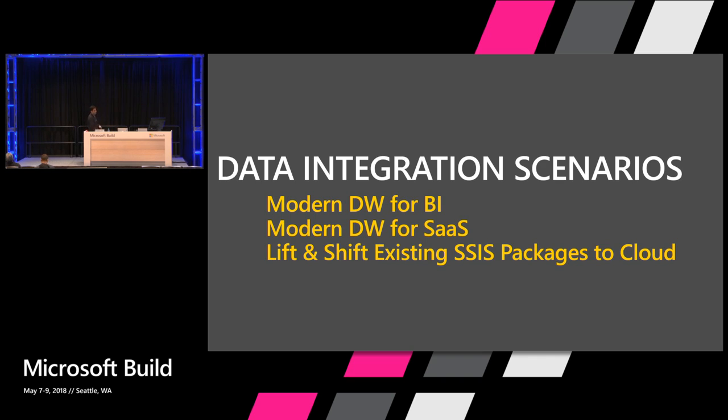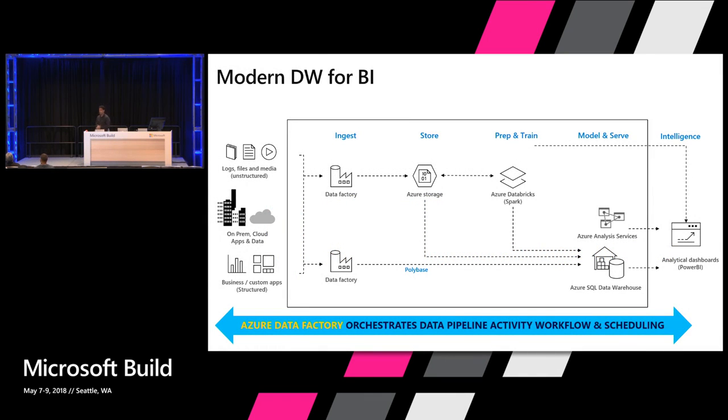The first one that we have seen most common is modern data warehouse for BI. So if you look at this picture, and as you all are aware, the volume, variety, and velocity of data is changing. If I start from the left, you have your structured data, you have your unstructured data in the form of log files, and it is truly about hybrid data integration, meaning that you have data on-prem, you have data in the cloud, and you're using Data Factory to ingest that data into your storage, and essentially doing some prep or transforming the data in a compute like Azure Databricks, and essentially loading your warehouse.